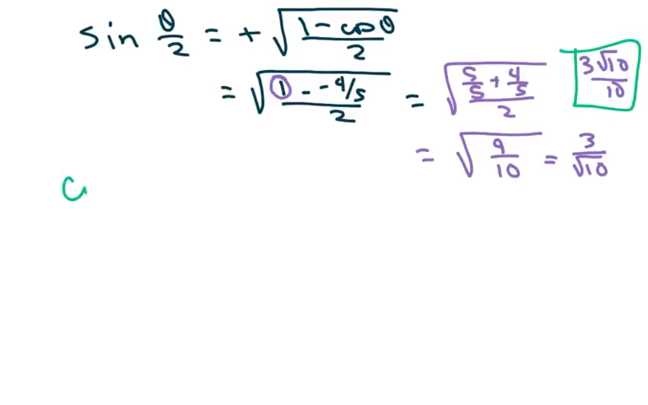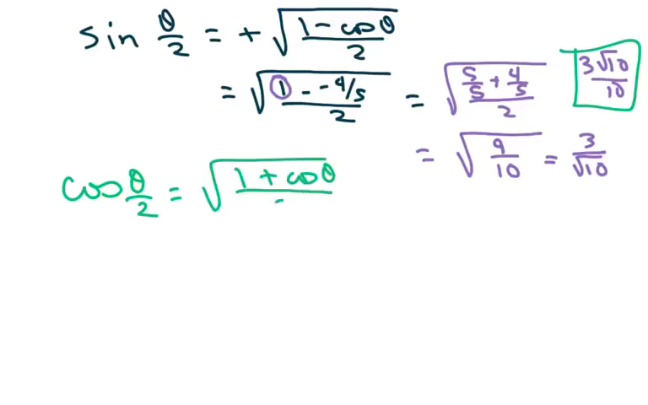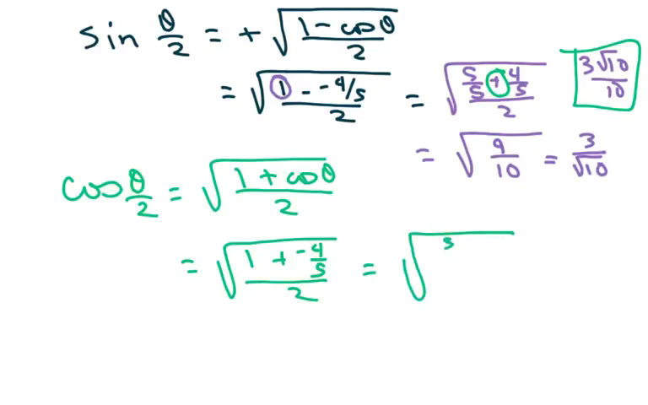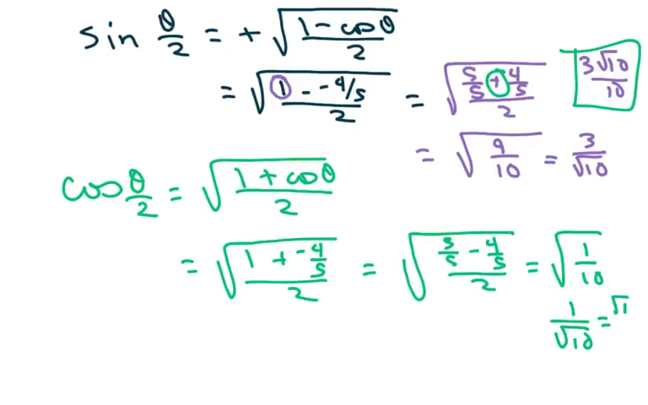Now, cosine of theta over 2 is the same thing, but it's with the plus. So all we're going to do here is change the signs here. And you get the square root of 1 plus a negative 4/5, over 2. So that's what gives us the minus here. So you get 5/5 minus 4/5 over 5 divided by 2, which equals the square root of 1/10, which equals 1 over square root of 10, which equals square root of 10/10.